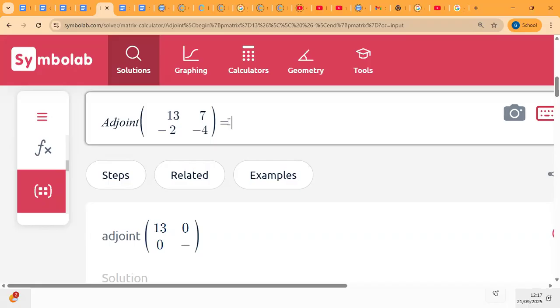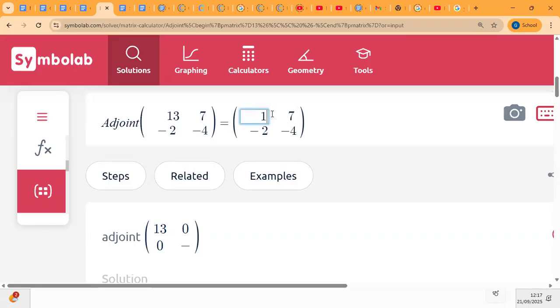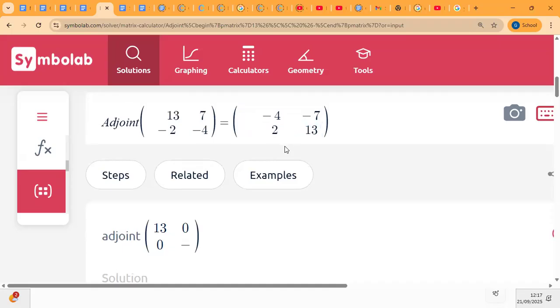So basically, I'm going to paste the 2 by 2 again. So -4 comes where 13 was, and 13 takes the position of -4. A -2 becomes a +2, and a +7 becomes a -7. If the 7 was negative, it would have become positive. And if the 2 was positive, it would have become negative.